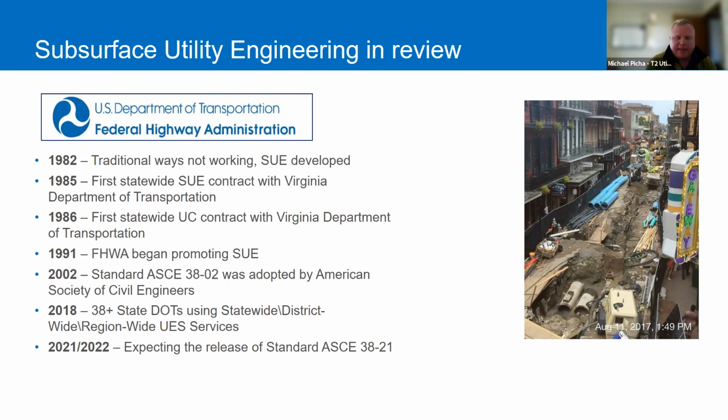Back in the early 80s, the old ways of designing roads and plowing through everything that was there, not taking any consideration, certainly was a problem. So SUE started getting developed. 1985 was the first statewide SUE contract in Virginia with their DOT to do SUE type work.